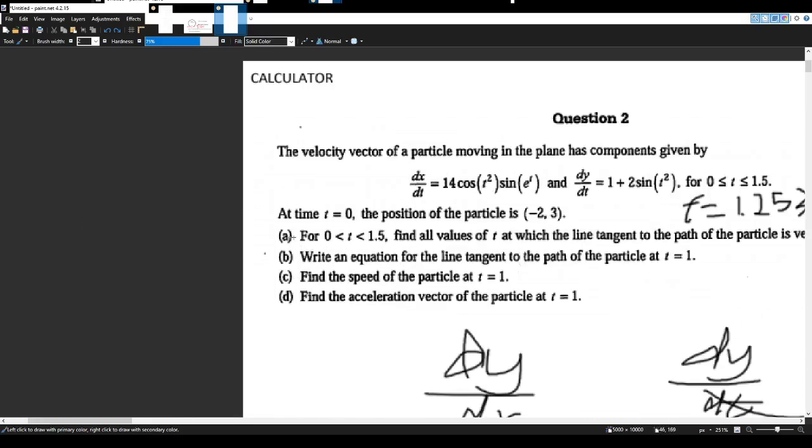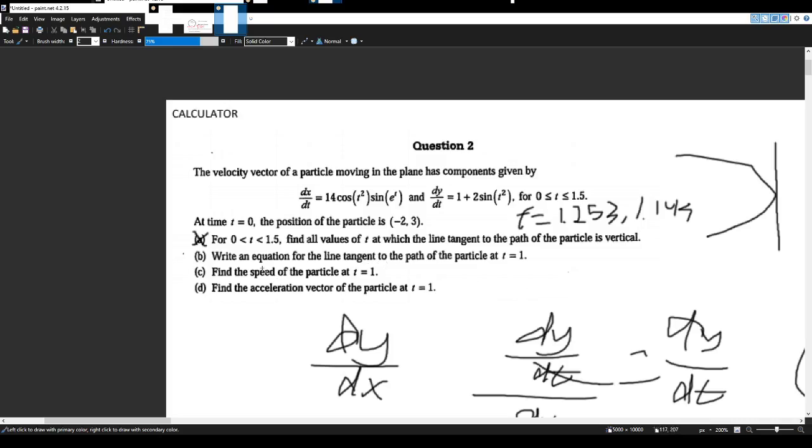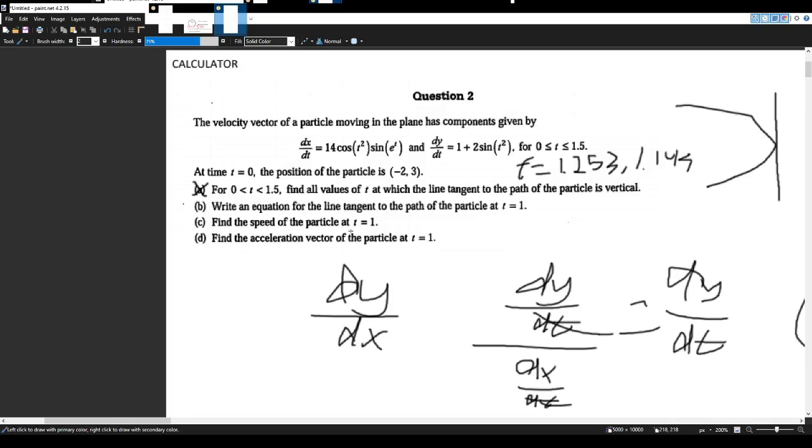You know what? Let's cross it off just to make ourselves feel better. It's very important during a test. You want to make yourself feel better about stuff. Write an equation for the line tangent to the path of the particle at t equals 1. So, first thing I'm noticing here is we want an equation for the line tangent to the path. So we're most likely going to end up using point slope form, which is y minus y1 equals m times x minus x1.